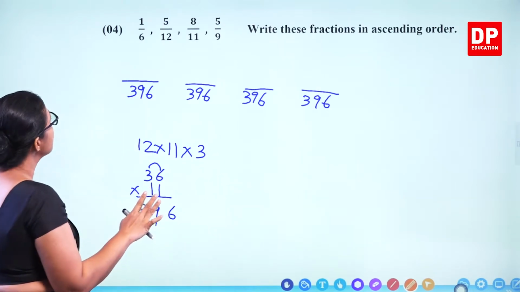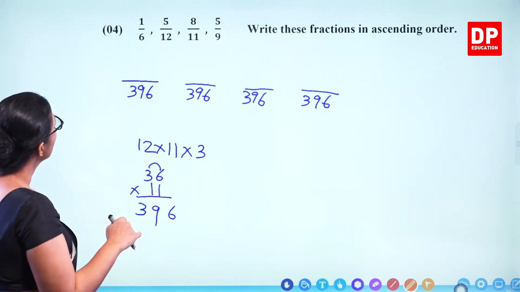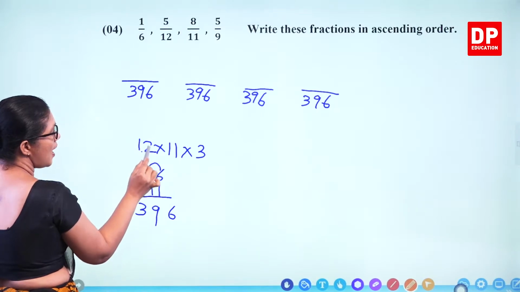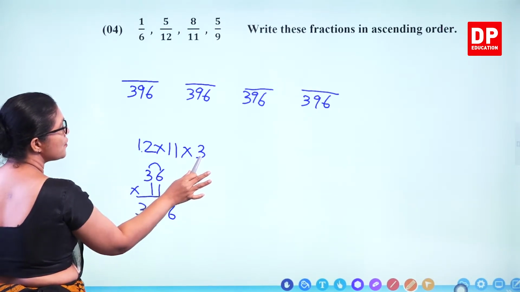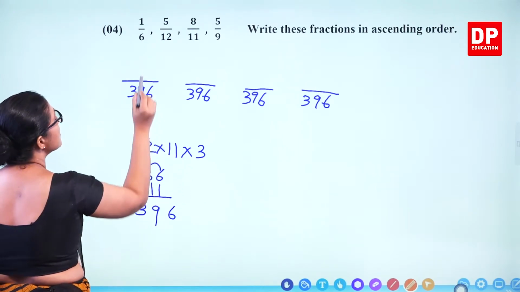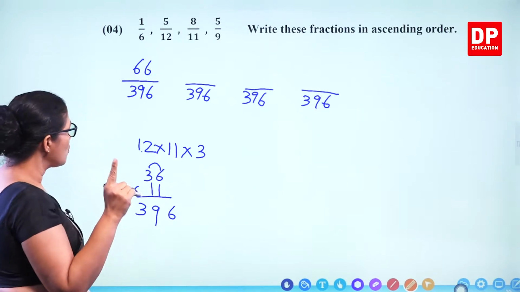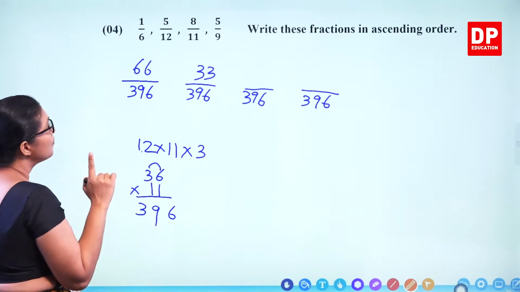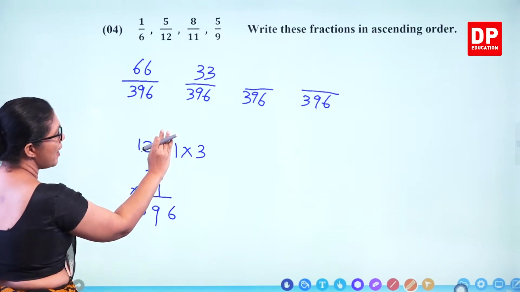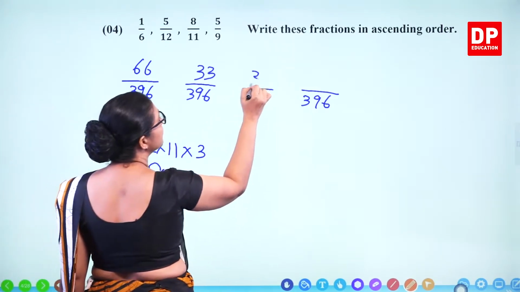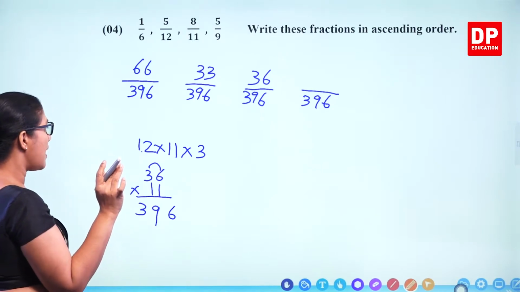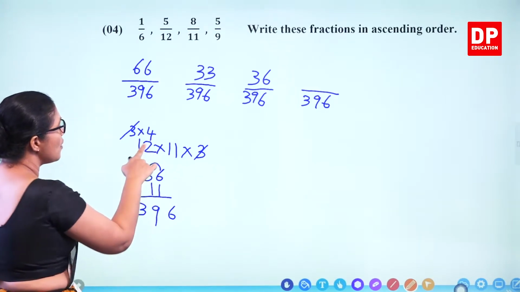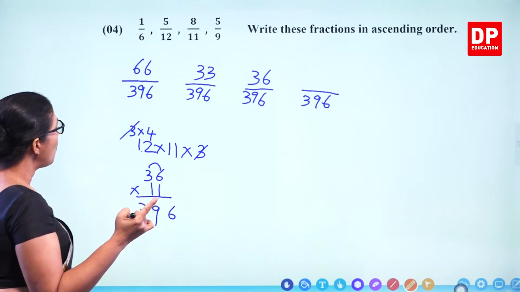So 396, here 6 is there, so you have to multiply by 2. 6 times 2, 6 is already there. So 2 times 3, 6. 11 times 6, 66. 12 is there, so you have to multiply by 11 times 3, 33. For the next one, 11 is there, so you multiply by 12 times 3, 36. Next one, 9 is there. This is 3 times 4. This 3 and this 3, 9. So 11 times 4, 44.